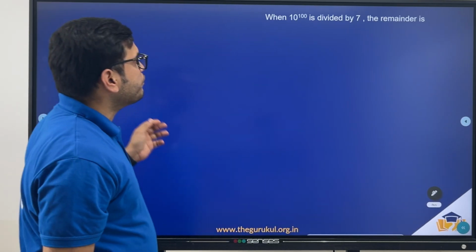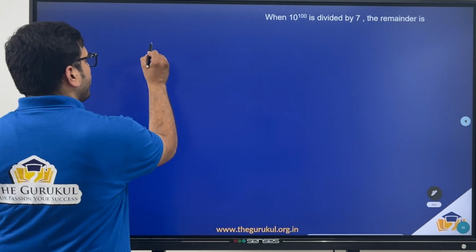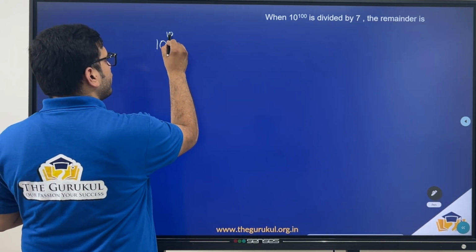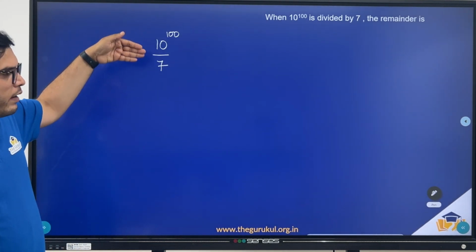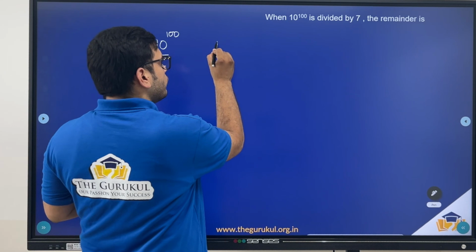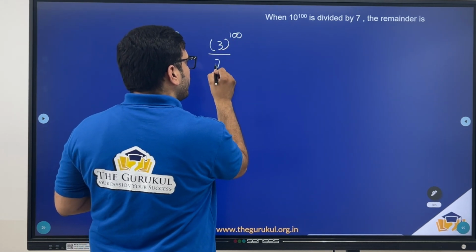Now coming to the last question. When 10 power 100 is divided by 7, the remainder is. So we are asked to find the remainder when 10 power 100 is divided by 7. Now what is the remainder when 10 is divided by 7? 3. So let me write this as 3 power 100 divided by 7.